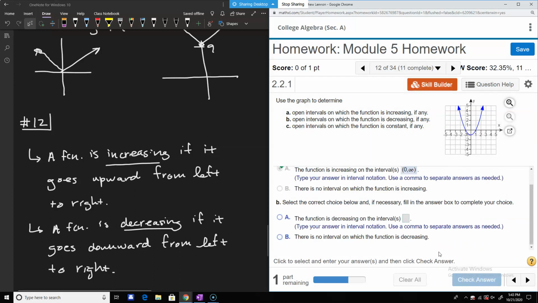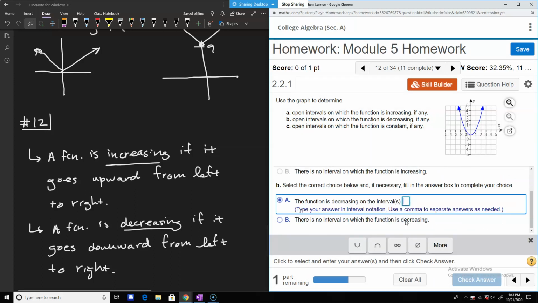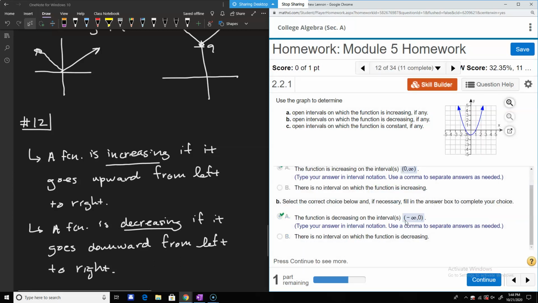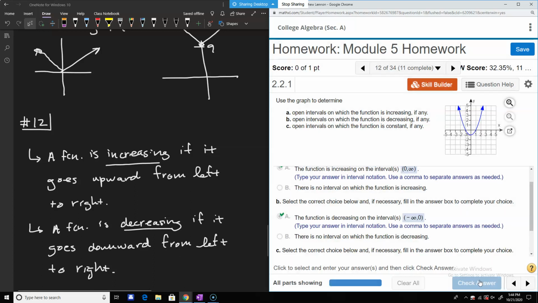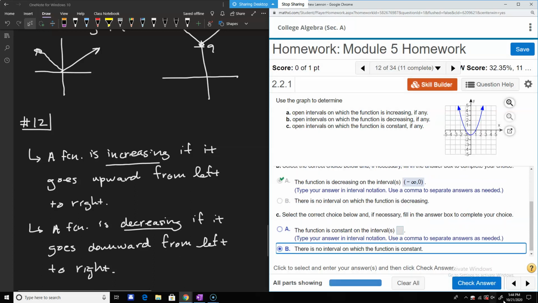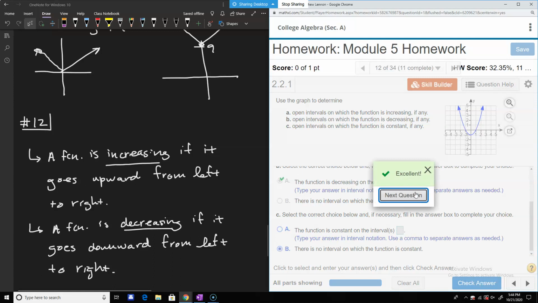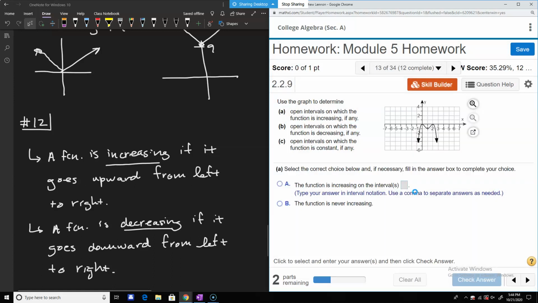Okay, continue. Decreasing, that was negative infinity to 0. And then see, where is it constant? So constant would mean flat. I guess we're just going to say nowhere. Because it's only flat maybe at that one moment. That's not enough time. It would have to actually have some width to it, which it does not. So we'd say there's no interval where it's constant. Okay, on to 13.